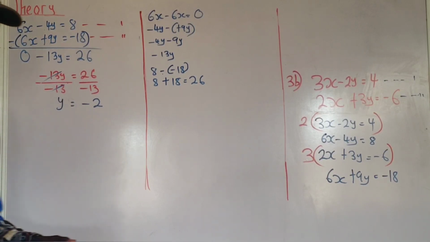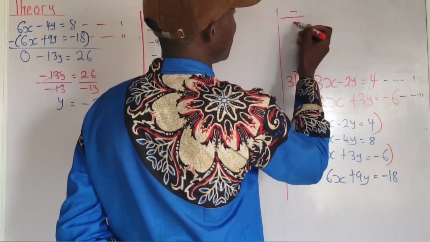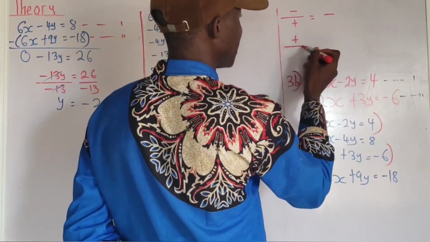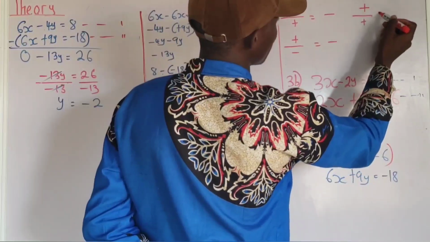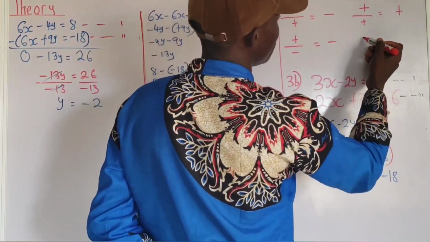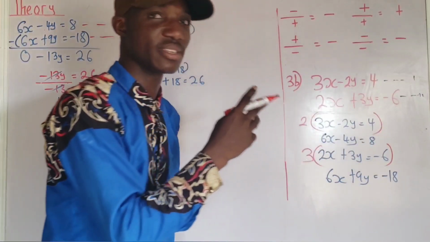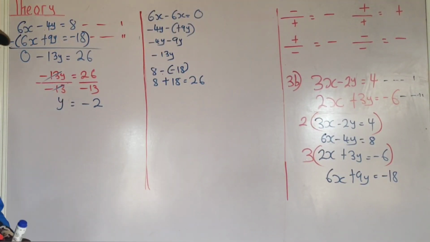This is what I mean. Master these signs, okay? If you divide a negative number by a positive number, you get a negative number. If you divide a positive number by a negative number, you get a negative number. If you divide a positive number by a positive number, you get a positive number. And if you divide a negative number by a negative number, you get a positive number. Master these rules. All this we've done in the algebraic process, so if you want to master algebraic processes as well, check the playlist on this channel.